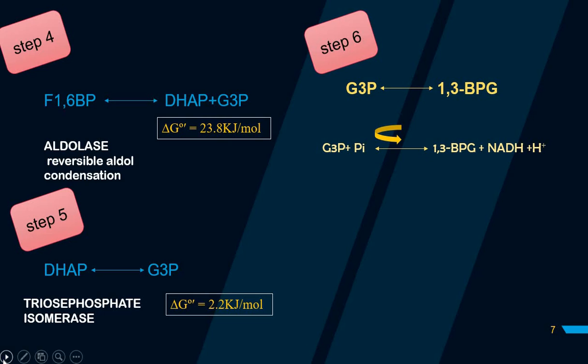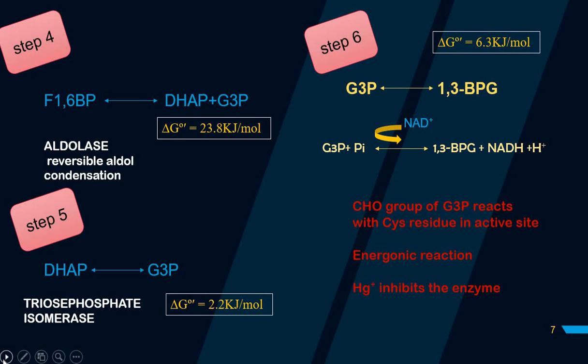In step 6, glyceraldehyde 3-phosphate is reversibly converted to 1,3 bisphosphoglycerate. This happens in the presence of organic phosphate and the free energy molecule NAD+. When these two are present, glyceraldehyde 3-phosphate is converted to 1,3 bisphosphoglycerate by releasing a proton.